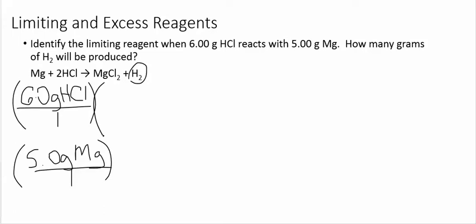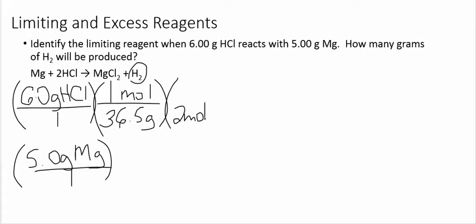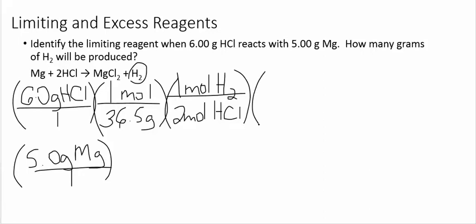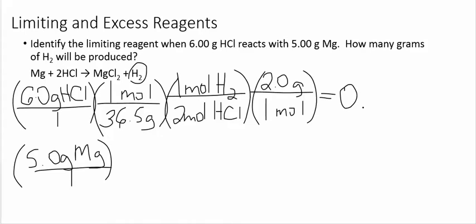Since we're in grams, we need to go back to moles. So we need the molar mass of HCl, which is 36.5 grams per mole. Now we do the mole-to-mole ratio and go back to the balanced chemical equation. There are 2 moles of HCl, and I want to go to hydrogen for every 1 mole of hydrogen, if you look at the coefficients. And I want to add one more step because I want to know the grams of hydrogen that will be produced. So we're going to go from moles back to grams. H2 has 2 grams per mole. So if you solve this one, you get a mass of hydrogen 0.164 grams.